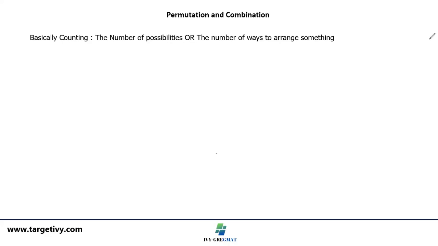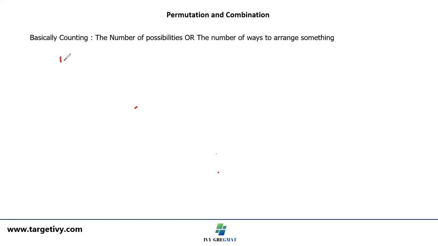Permutation and combination is basically about counting something. The number of possibilities, or the number of ways to arrange something, that's what permutation is all about. So let's see what kind of questions we come across in permutation and combination. With the questions we'll get a good hang of it.